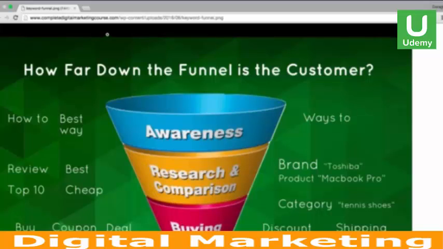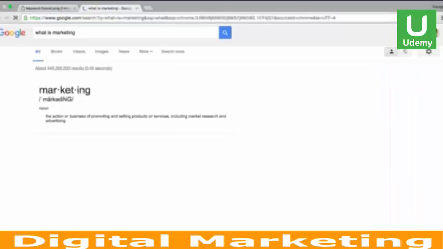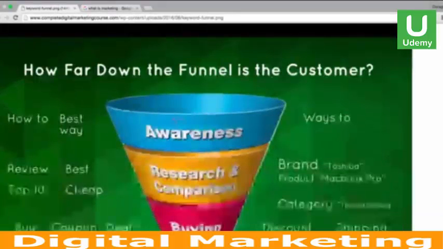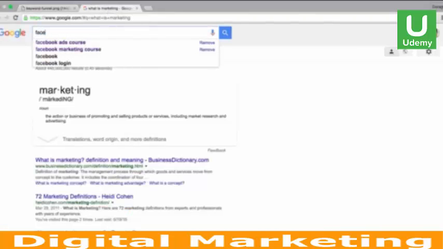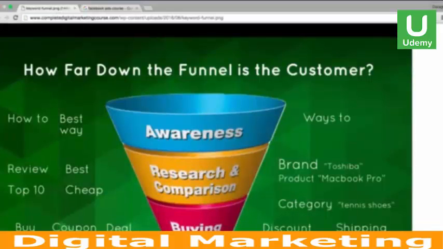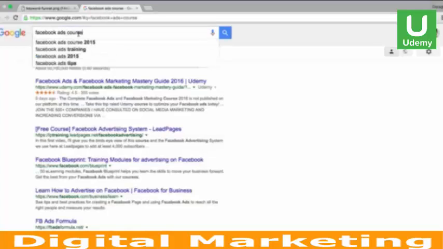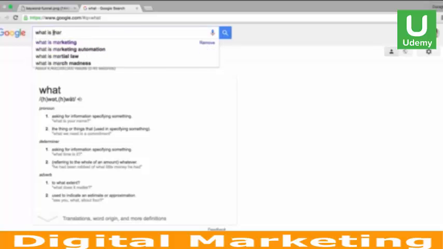Or are they buying? Because a customer who's searching something like what is marketing, they're really just becoming aware about marketing. They're at the top of the funnel. Whereas someone who types in something like Facebook ads course is probably right at the end of the funnel. They're ready to buy. And here are some of the other things that people might use when they're searching in each stage of the funnel. Essentially what I'm saying is that visitors who search for something like what is marketing are just going to be much higher up the search funnel.